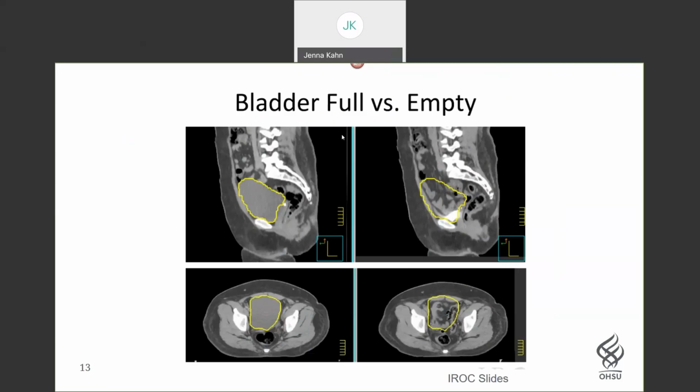This is also shown when we ask a patient to have a full or empty bladder. You can see here in yellow is a bladder with a full bladder, and it pushes some of the small bowel away from getting treatment. When a patient has an empty bladder, some of their bowel pushes right into where the bladder was, potentially pushing into the field of where the radiation would be.